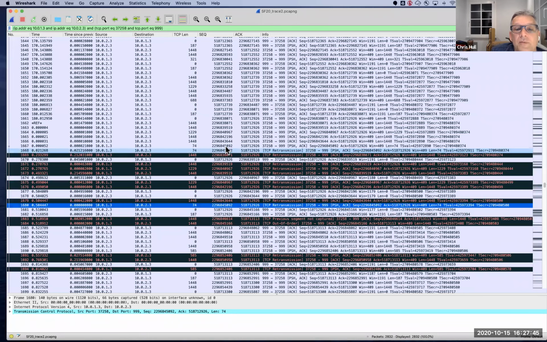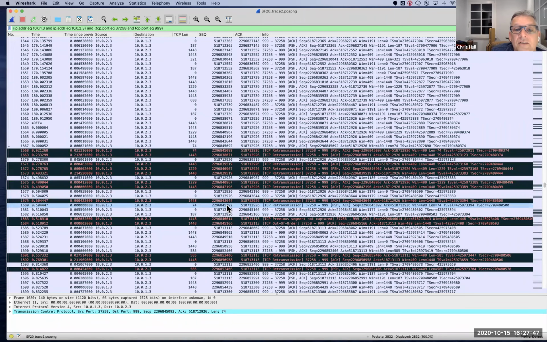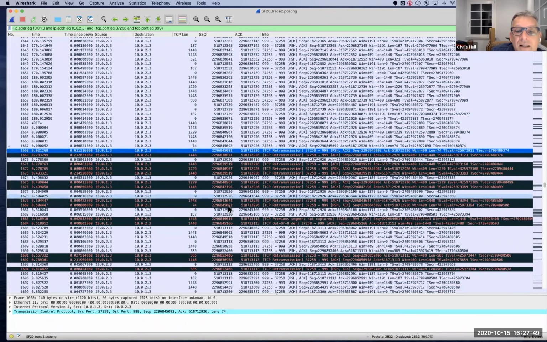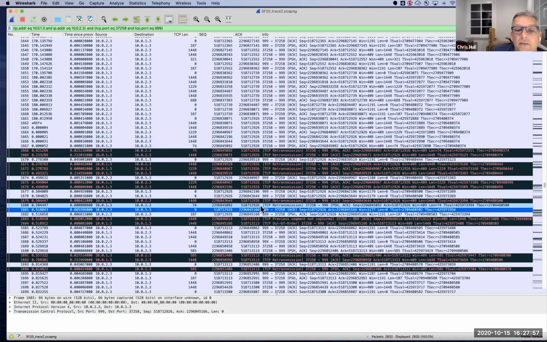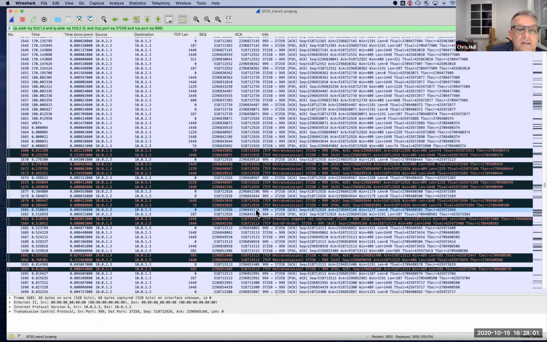It finally retransmits this one yet again, this 5092. And does it get an ACK back for it? Yes, it finally gets an ACK back for it. So we had to retransmit multiple times before we finally got all the ACKs back that we needed to know that we got this through.